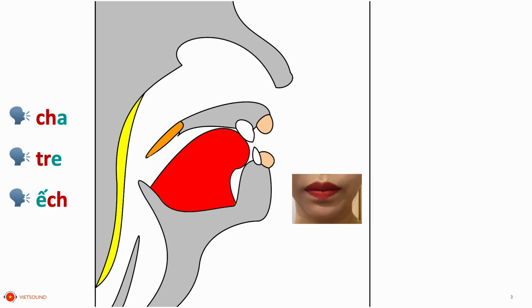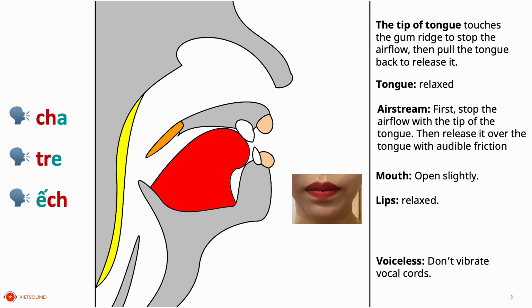Now let's see how to pronounce the ch sound when it occurs at the beginning of the word. The tip of your tongue touches the gum ridge to stop the airflow, then pull the tongue back to release it. Your tongue must be relaxed. Stop the airflow with the tip of your tongue, then release it over the tongue with audible friction to make the airstream. Open your mouth slightly. Keep the lips relaxed. The last thing you have to remember about the ch sound is that it is a voiceless sound, so you don't have to vibrate your vocal cords.